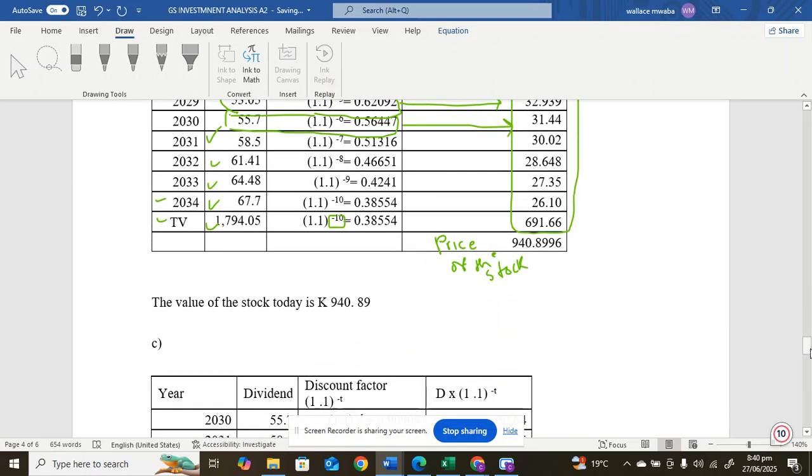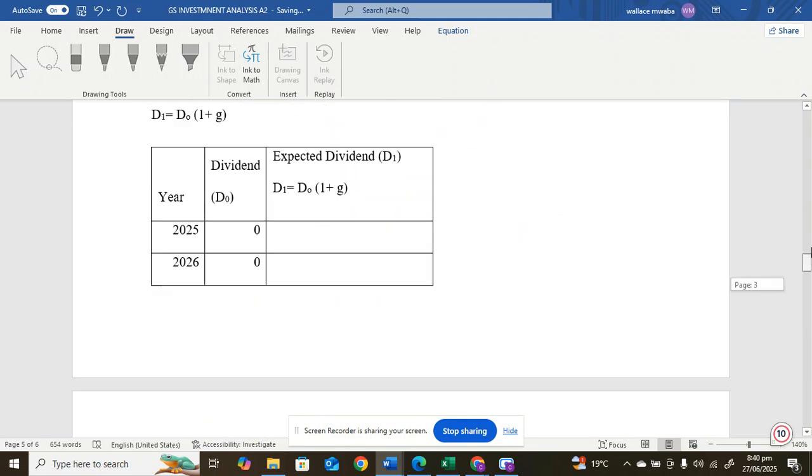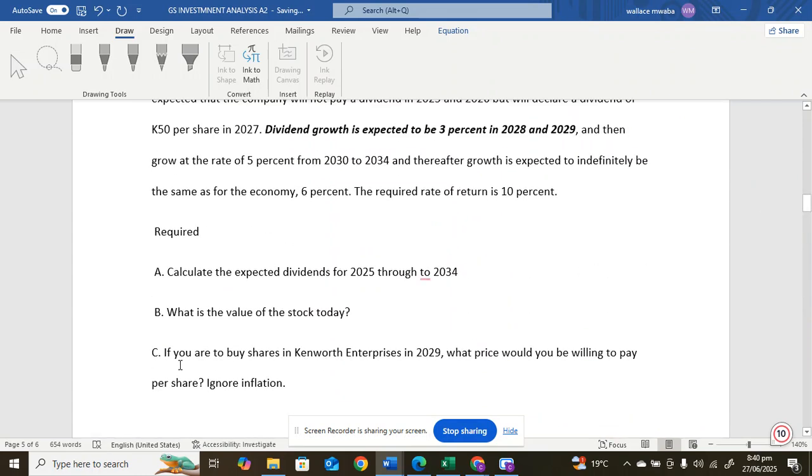Today, what we're focusing on is this. We want to find the value of part C. Here it says, if you were to buy shares in Kenworth Enterprises in 2029, what price would you be willing to pay per share? Ignore inflation. So we want to find the value of these shares in 2029. We have to get the present value of the future dividends after 2029. 2029 is our starting point.